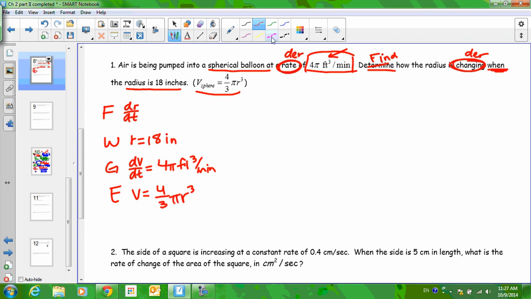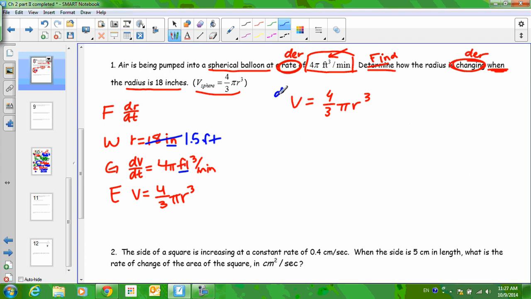Okay, before we move on, I have an issue with units. I have feet and I have inches. So what we're going to have to do is change that 18 inches to 1.5 feet. Okay, so we're going to write our equation again. So after we do FWG, we write the equation.